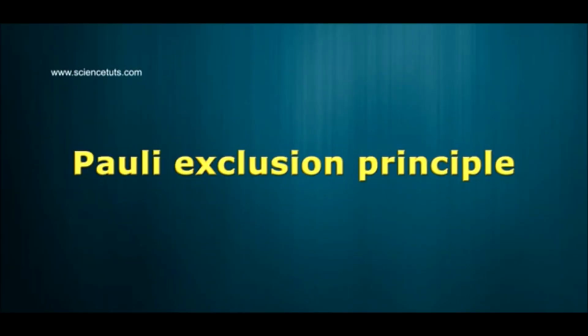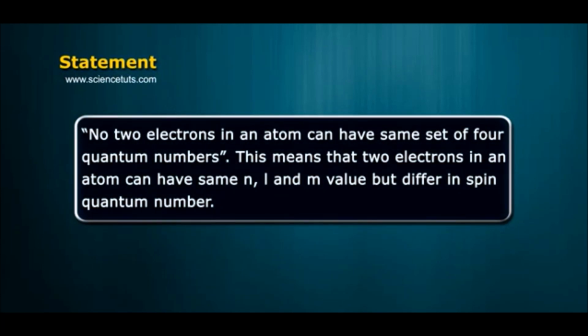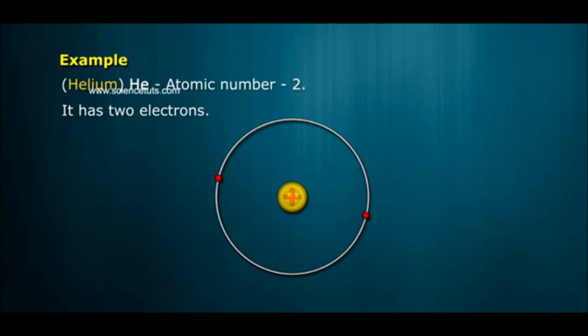Pauli's exclusion principle. In 1925, Pauli put some restrictions on assigning quantum numbers to electrons in the orbital. Statement: no 2 electrons in an atom can have the same set of 4 quantum numbers. This means that 2 electrons in an atom can have the same n, l, and m values, but different spin quantum numbers. Example: helium. He atomic number 2.